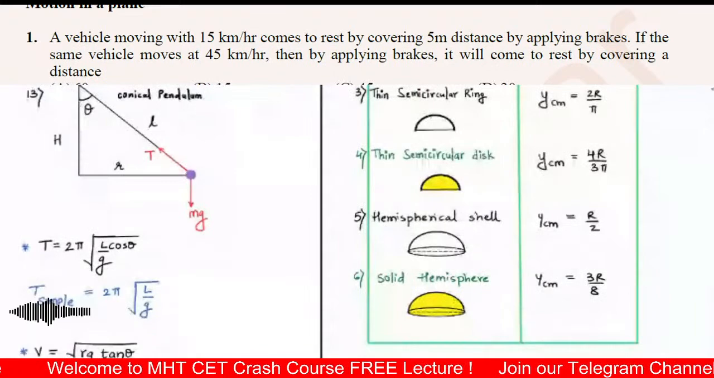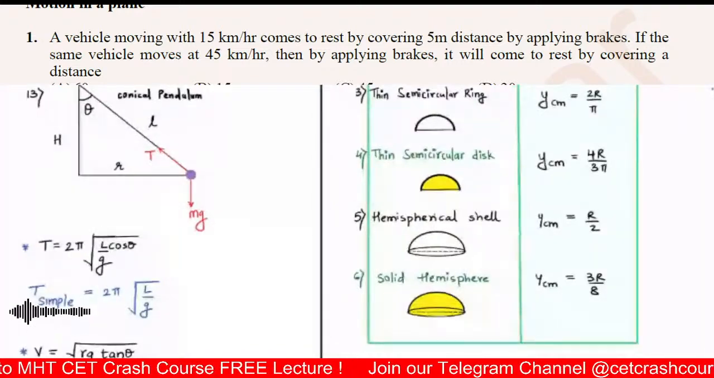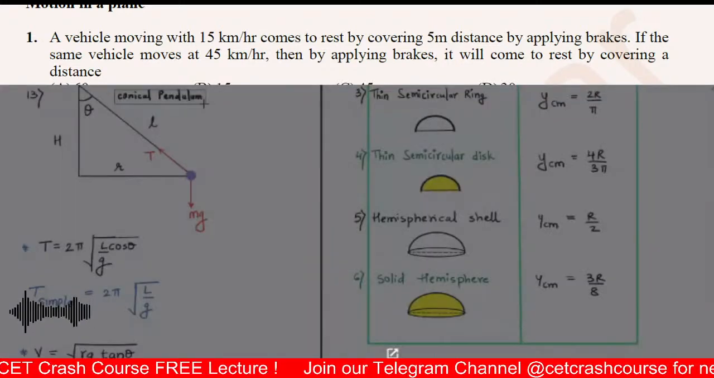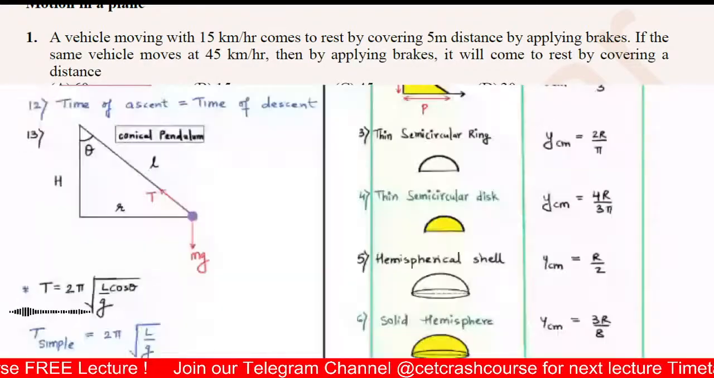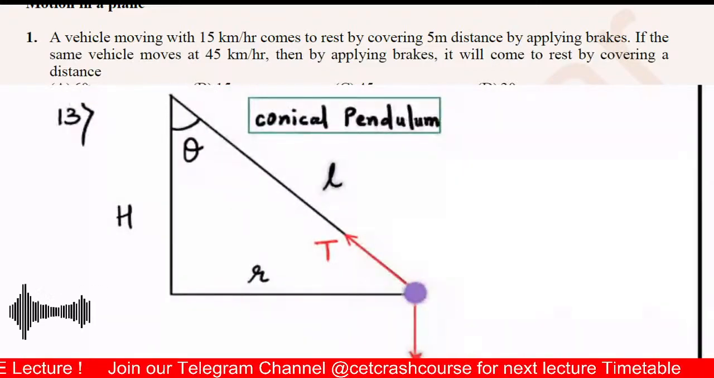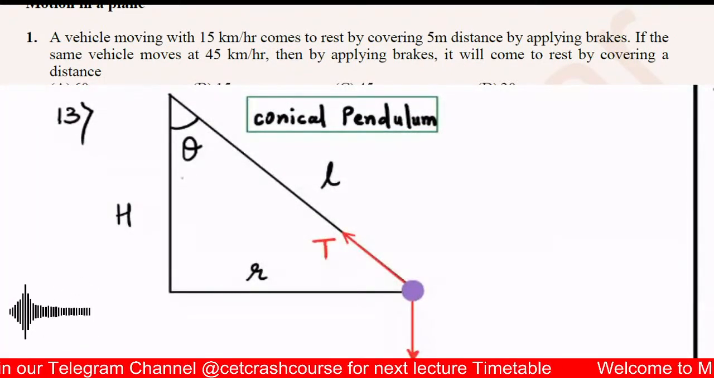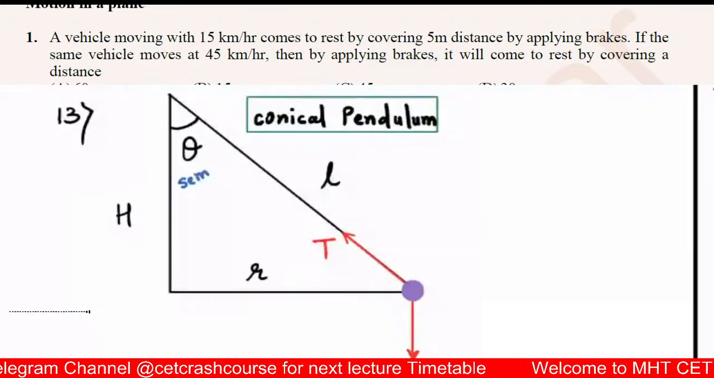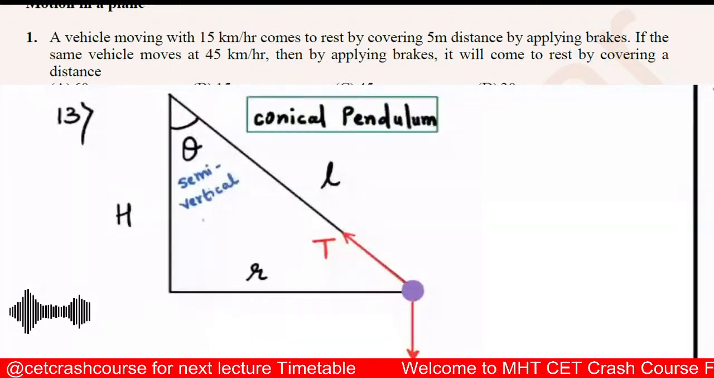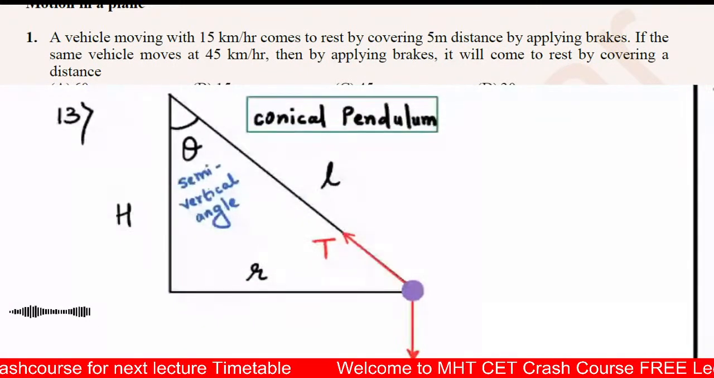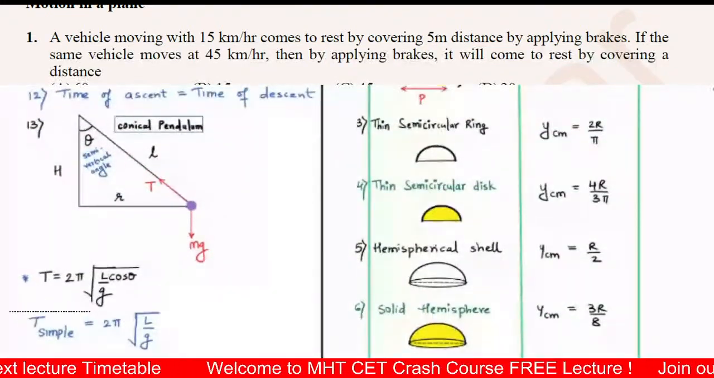And then there is the topic of conical pendulum in circular motion. Students, whenever you come across questions based on conical pendulum, make sure to remember this triangle. Look at this triangle. In this triangle, capital H is the vertical height. Theta is called the semi-vertical angle. R is the radius and L is the length of the string.